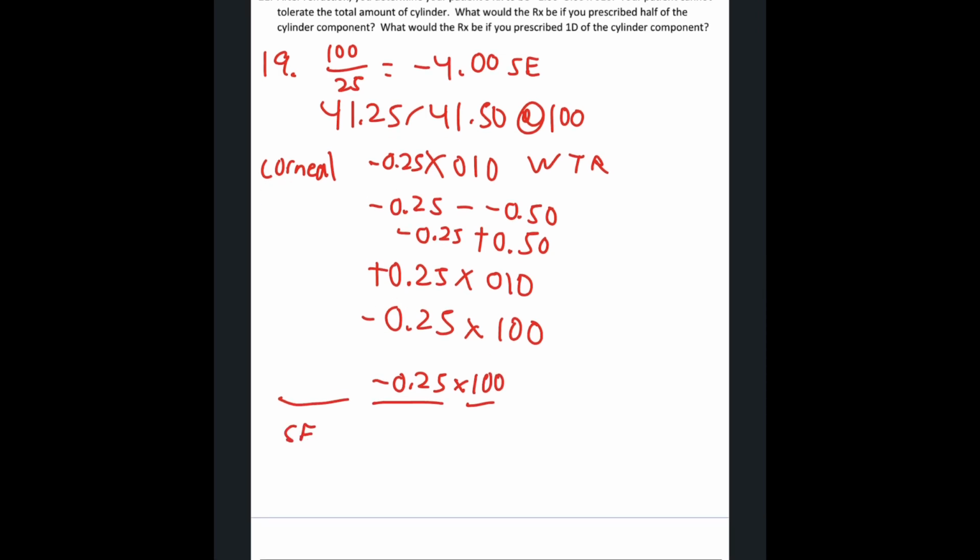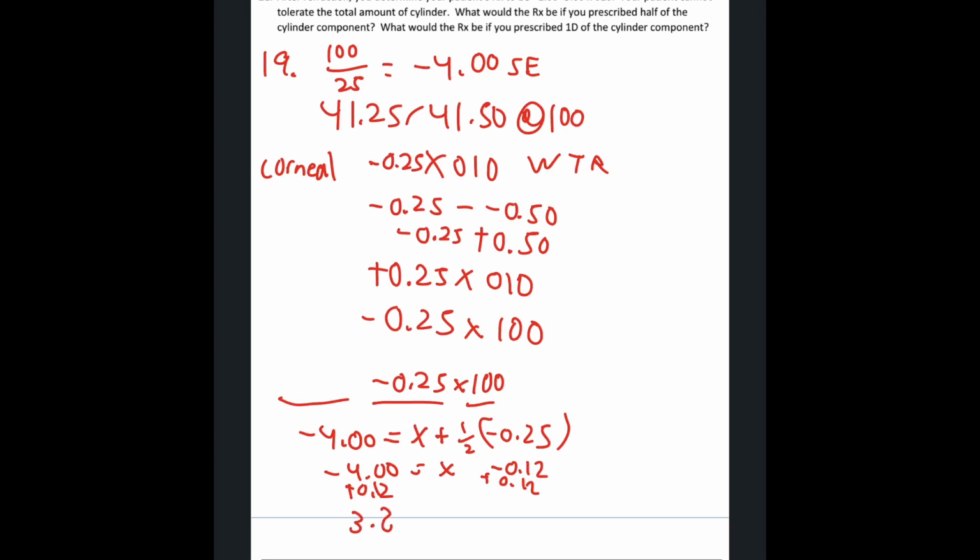So our spherical equivalent equals sphere plus half the cyl. Our spherical equivalent is minus 4, equals sphere, which we'll call x, plus half of minus 0.25. And so we get minus 4 equals x plus minus 0.12, which is the same thing as x minus 0.12. We add 0.12 to both sides, and then we get x equals minus 3.88, minus 3.87, somewhere around there.